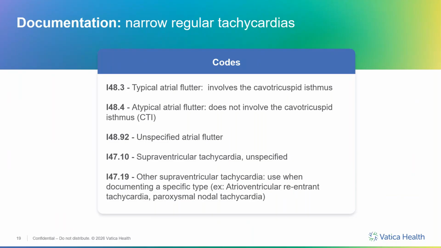The term paroxysmal blankets the I47 codes. So you use I47.10 for PSVT, unspecified, and I47.19 is other PSVT. And when you see the word other in coding, you have to tell us what the other is. Use this when you document a more specific type of PSVT, like AV nodal reentry. And one other note is that atrial flutter is a V28 HCC, and PSVT is an RxHCC.